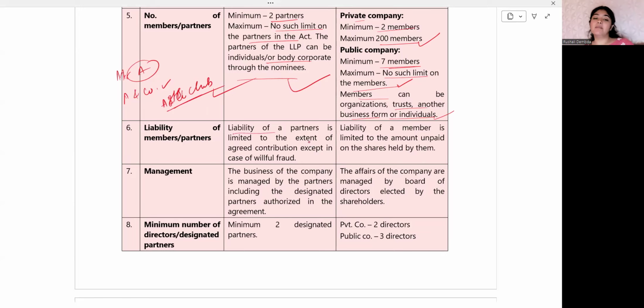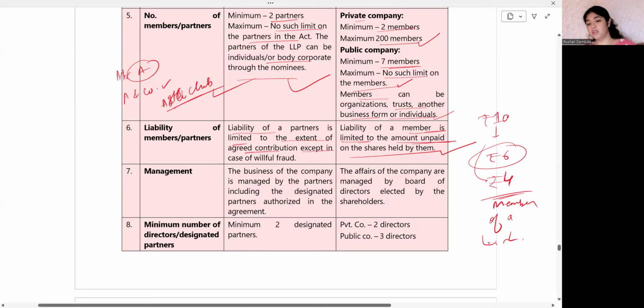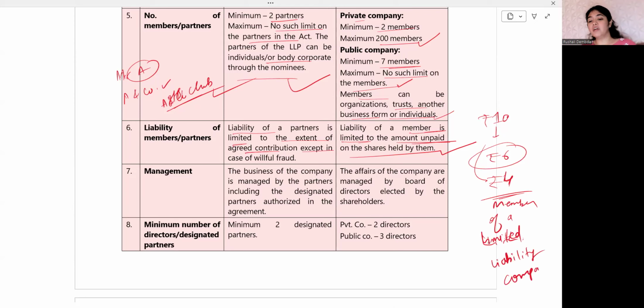Liability of partners. Liability of partners is limited to the extent of agreed contribution. Here also, liability of members is limited to the amount unpaid on shares held by them. If they hold a share of rupees 10 and they have only paid rupees 6, so their liability is rupees 4. That is the extent of the liability of the member of a limited liability company. Okay, write it properly. Limited liability company: amount unpaid is the only liability.